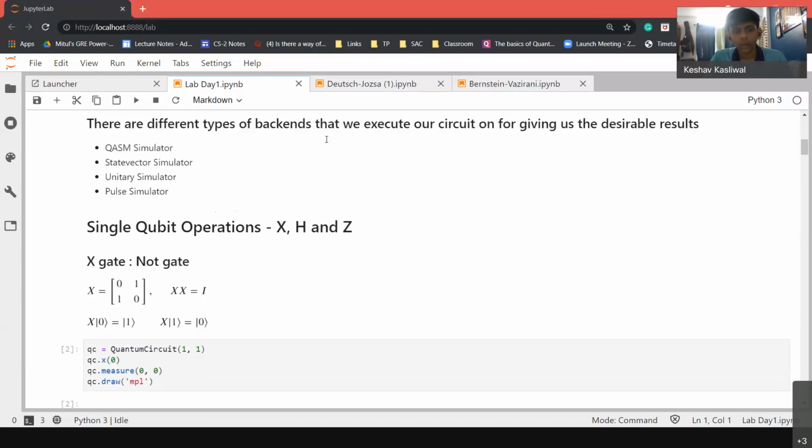Moving on, I hope that in these few lectures you have understood what gates are, how they are implemented, and what the significance behind them is. Coming to the first kind of gates, the single qubit operation gates: first we'll classify gates into single qubit and multi-qubit gates. Single qubit gates include the X gate, the H gate, and the Z gate. These are the basic single qubit gates that we have.